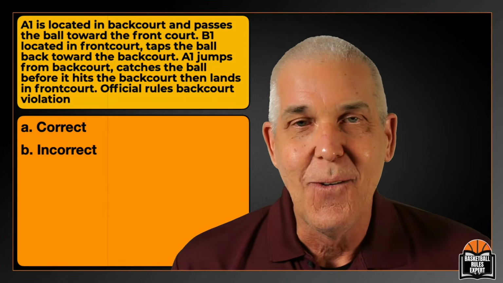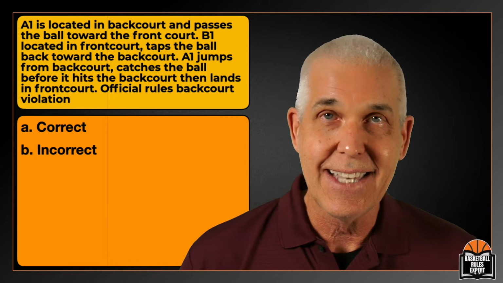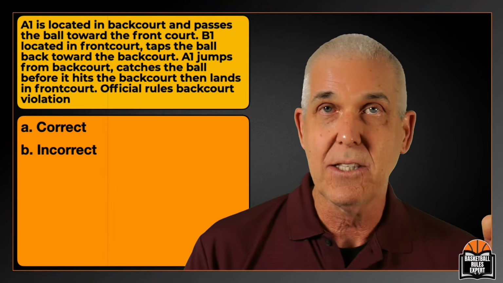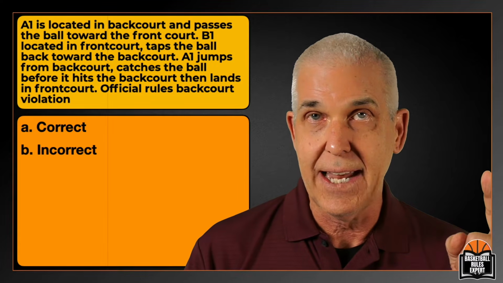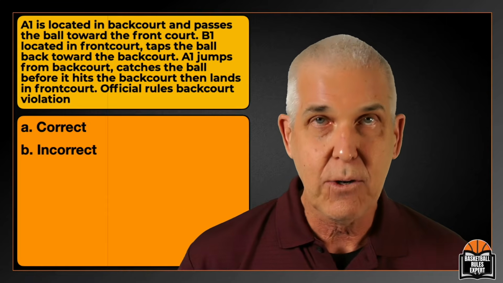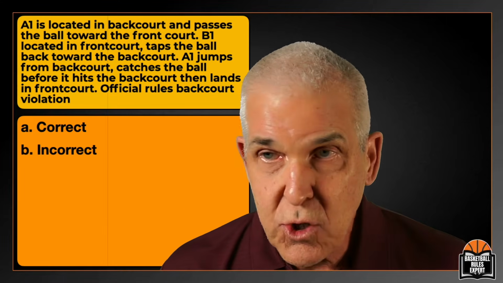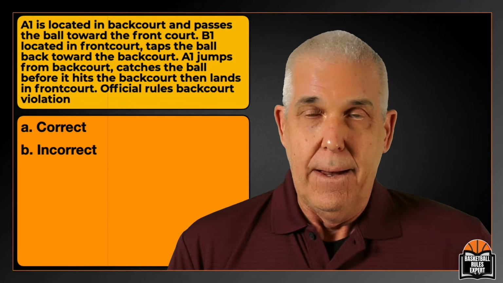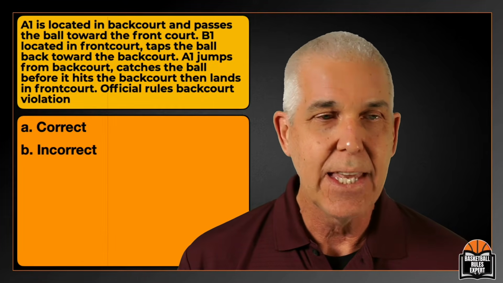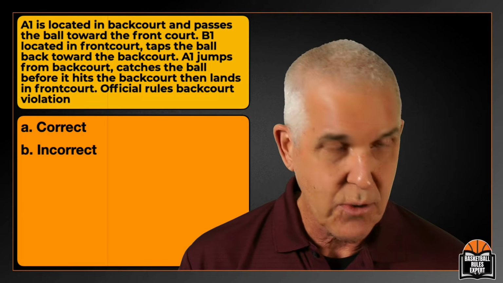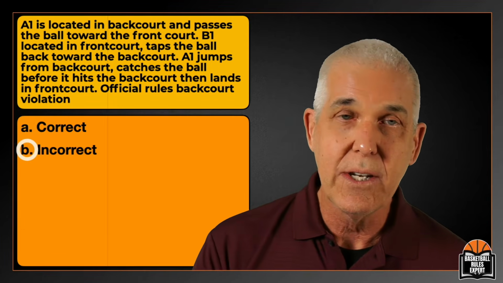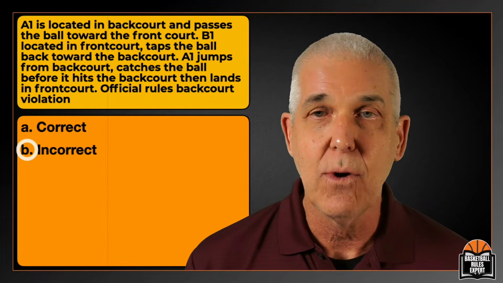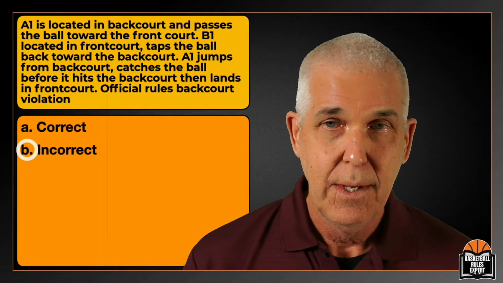Okay, so we have to understand status. The ball has backcourt status. The ball has front court status. The ball then has backcourt status. Do we have a violation by rule? In this instance, the correct answer is no. No, we do not. This is not a backcourt violation by rule.